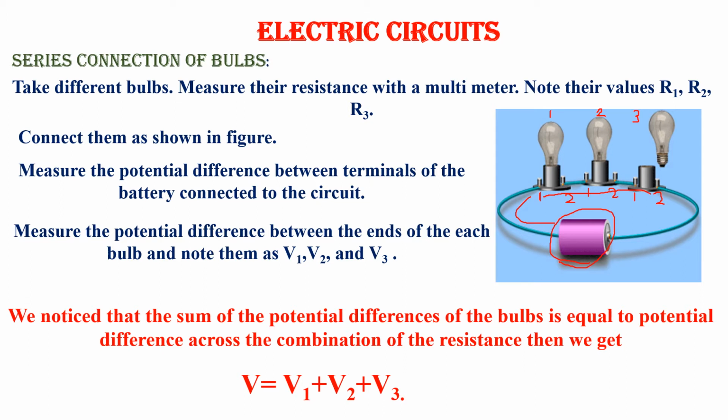So all the three bulbs must be connected. Okay, this is something which you have to keep in your mind, and the total of the three voltages V1, V2, V3 is equal to the total capacity of the battery. Okay?